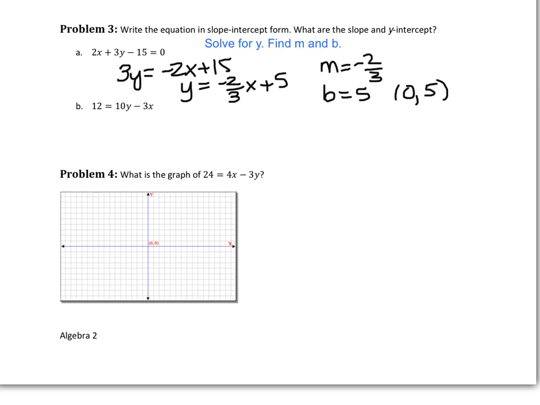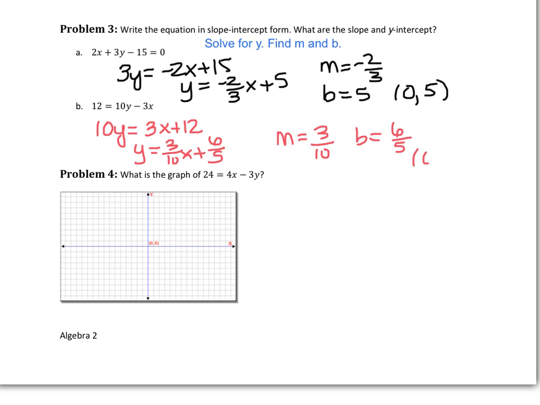For the next problem here, I'm going to solve for y again. I'm going to get 10y equals a positive 3x plus 12. I'm just kind of switching what side of the equation my y is on, but that works just fine. And then now I'm going to divide everything by 10. So I get y equals 3/10 x plus 6/5. And so here now my slope is 3/10 and my b is 6/5, so the y-intercept is 0, 6/5.